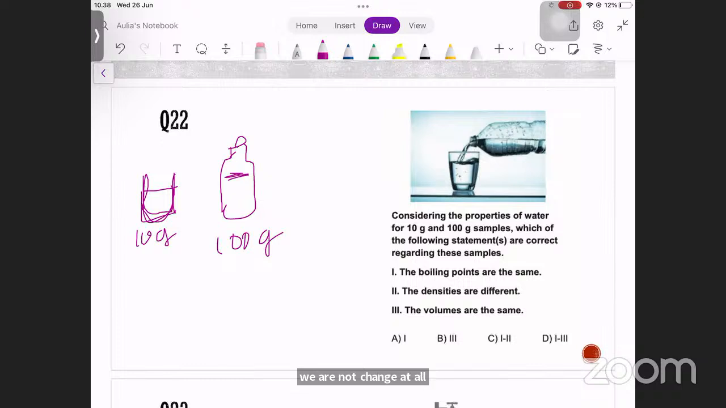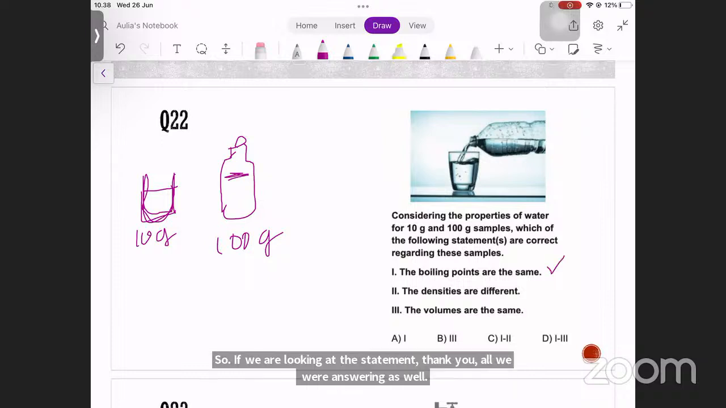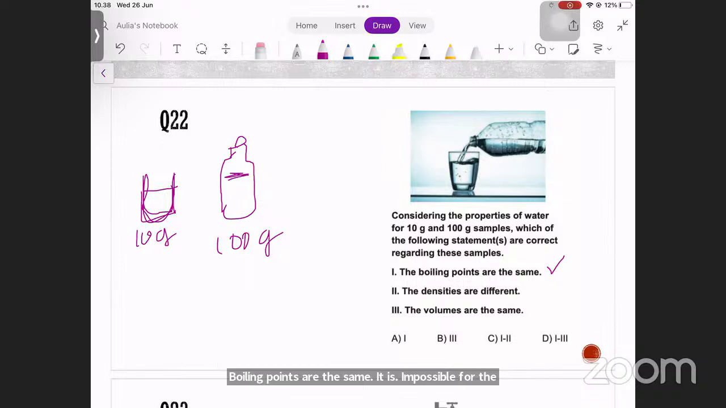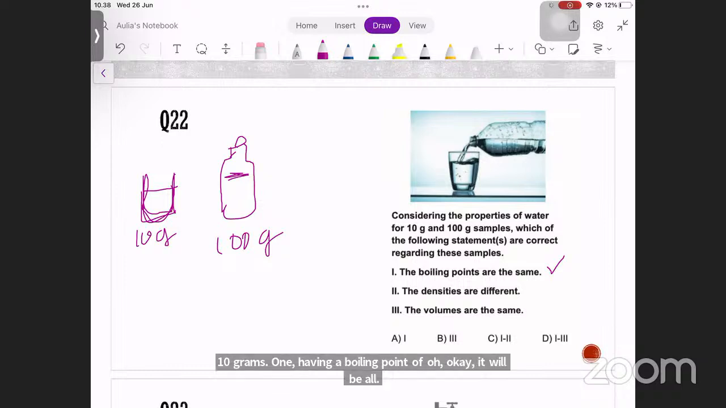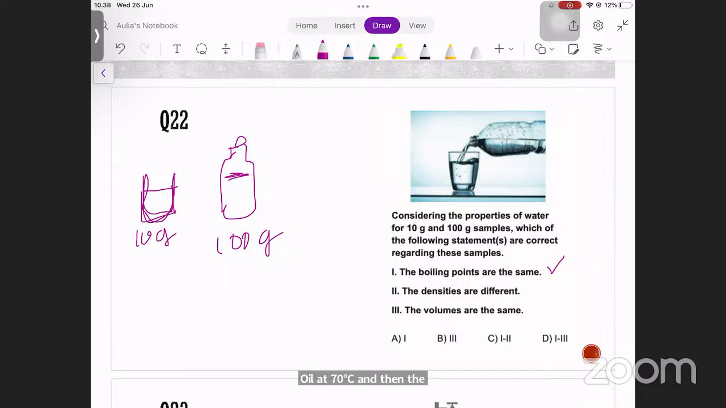So if we are looking at the statement, thank you, Ali, for answering as well. Boiling points are the same. It is impossible for the 10 grams one to boil at 70 degrees Celsius, and then the 100 grams to boil at 90 degrees Celsius. It is impossible like that. When the name is still water, when the chemical formula is still H2O, the properties will not change at all.